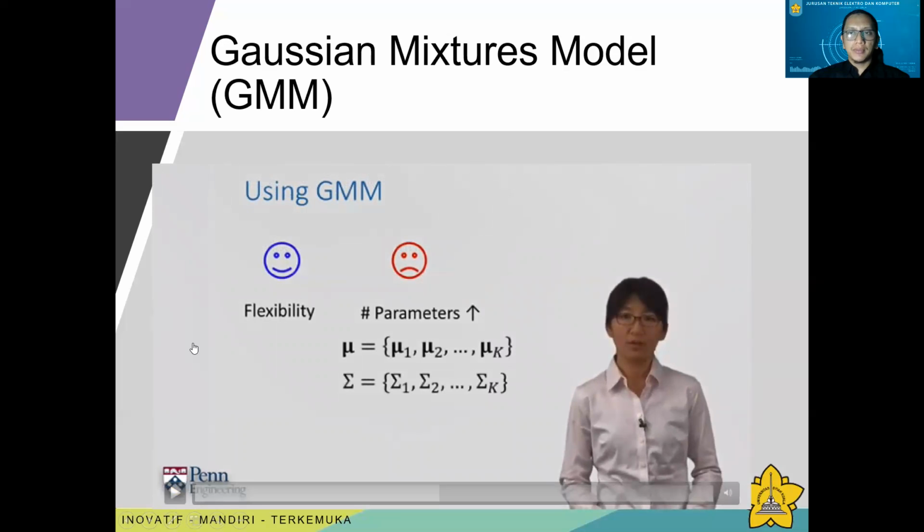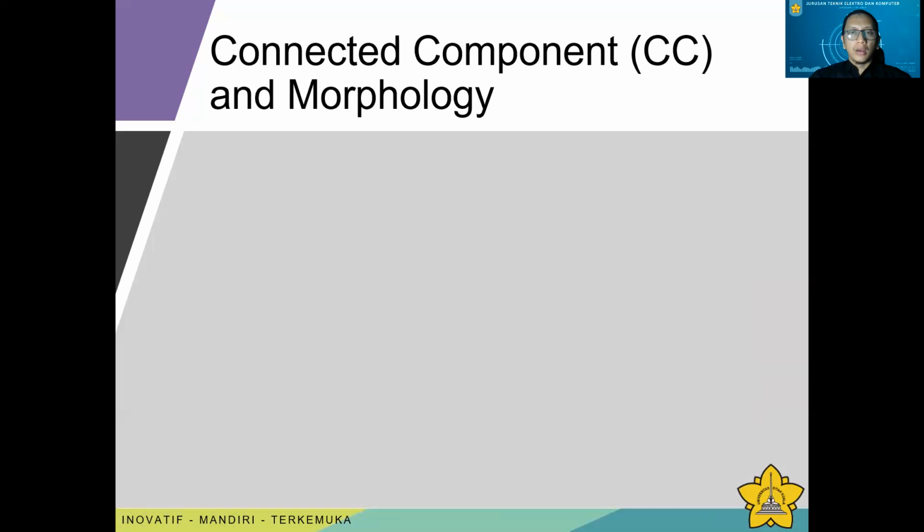So GMM is very flexible, but one of the challenges is that the parameters of the multiple Gaussian distributions will be more than for the 1D Gaussian distribution. However, as we will show in the subsequent slides, GMM is very powerful in order to detect the moving object.